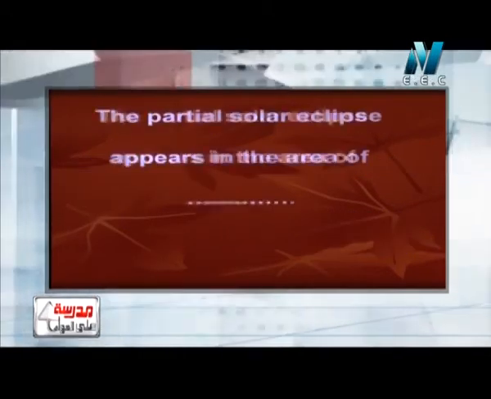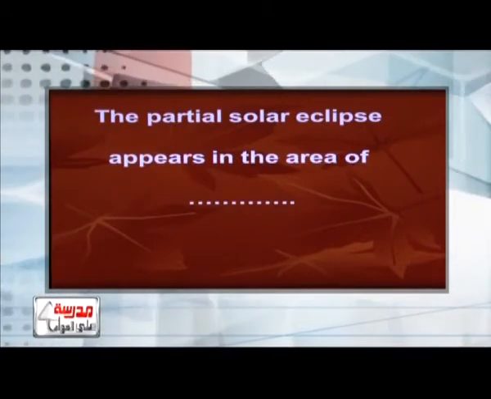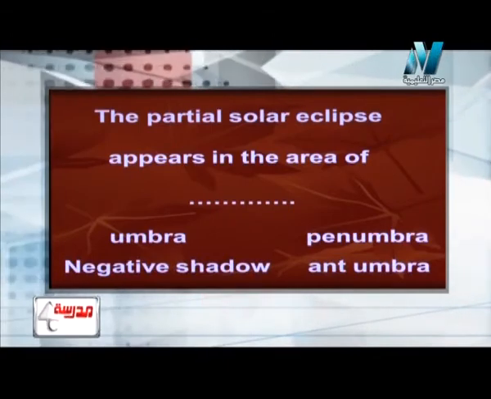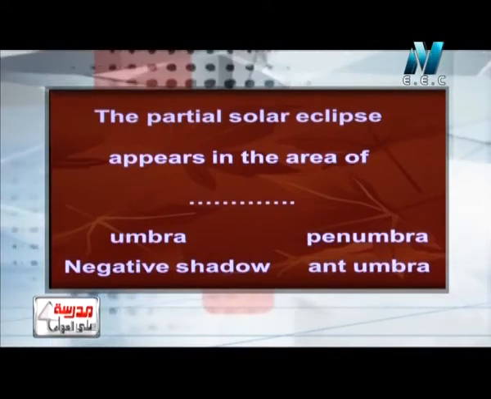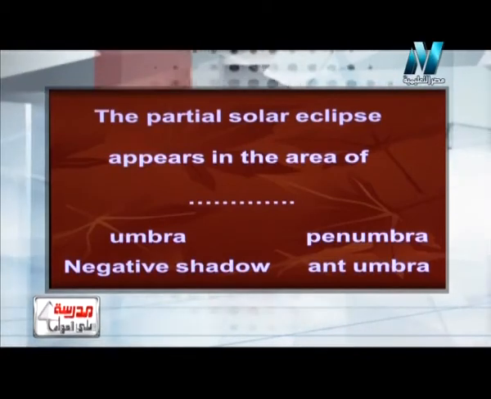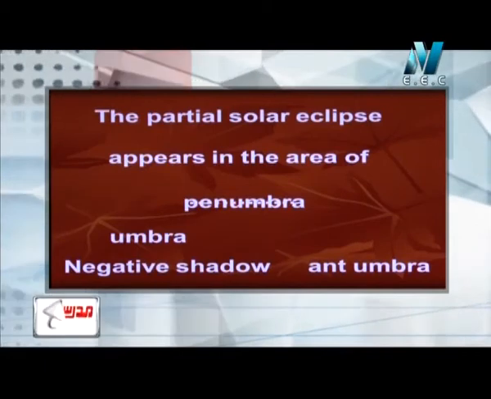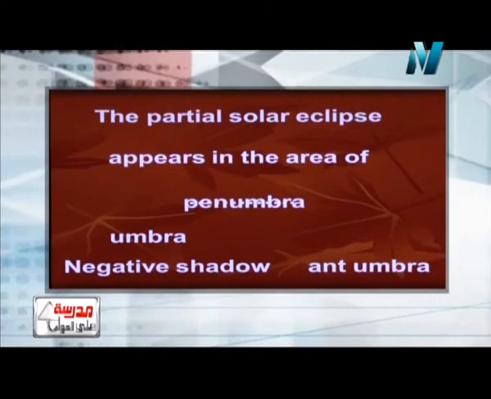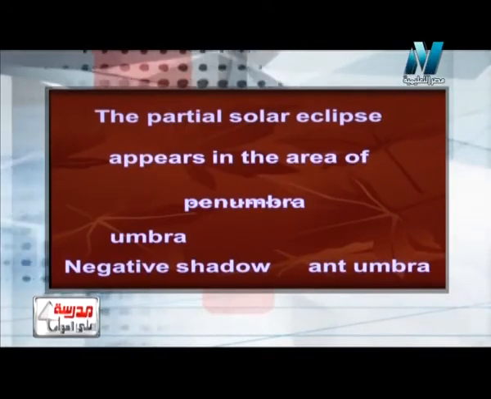Another question. The partial solar eclipse appears in the area of umbra, penumbra, negative shadow, or tempera. Surely the answer will be the penumbra. We know that the partial eclipse occurs in the penumbra, but the annular eclipse occurs in the antumbra. Again, the partial occurs in the penumbra area of the moon.